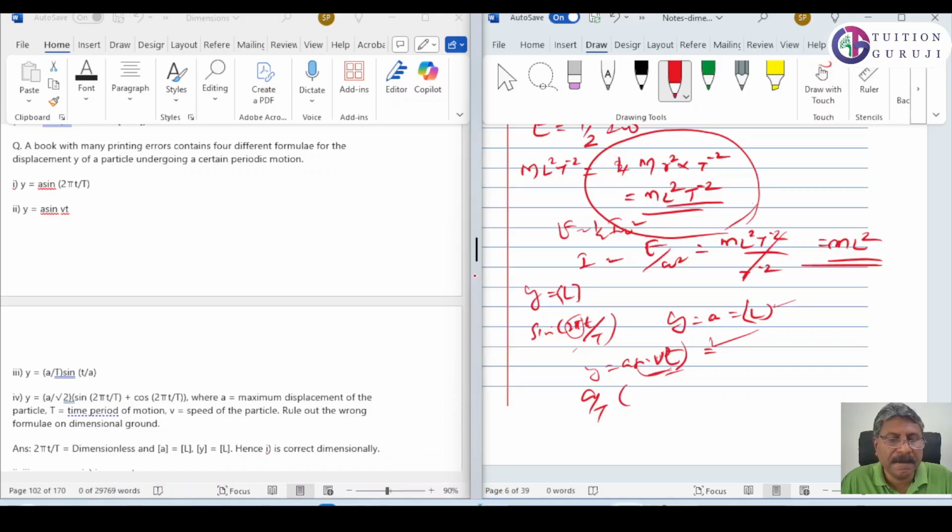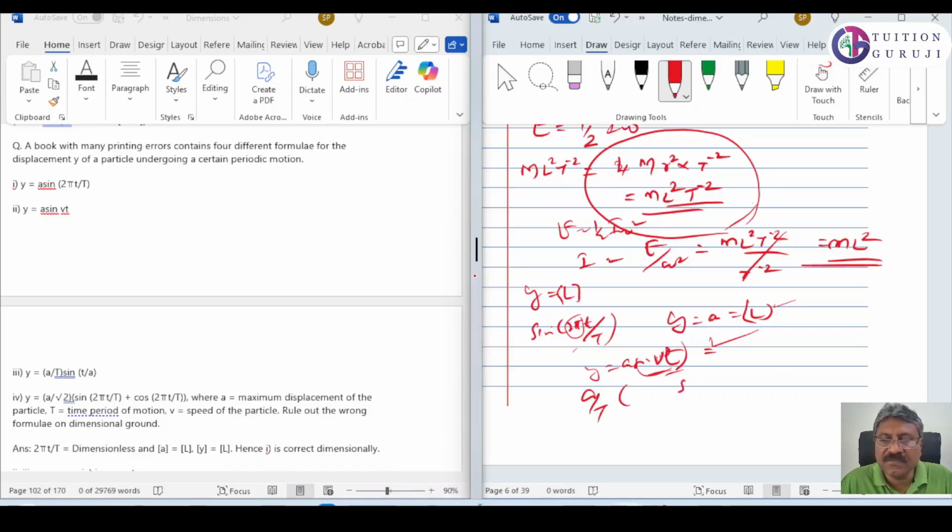So again, sin T by A: if we know that A is L, then sin T by A is not dimensionless, so that is also wrong. Even otherwise, if you are not considering any other thing, and you take T and A the same, if you think sin T by A, and then you equate T and A, it should be T.